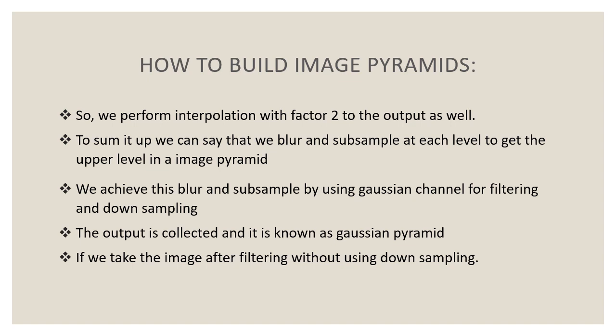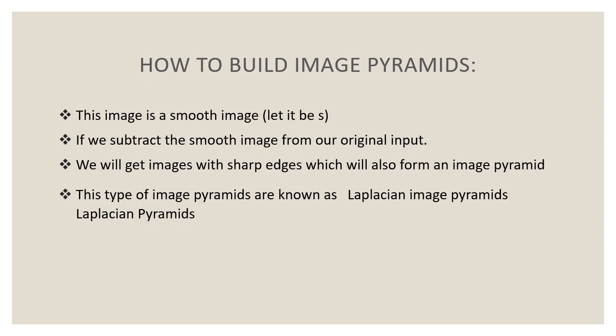If we take the image after filtering without downsampling, that is, directly from the Gaussian filter, the image will be very smooth. Now we subtract this smooth image from our original image, and we get an image which is very sharp, meaning it will have sharp edges; certain intensity values get heightened and certain intensity values subside completely. By performing this at each and every level, we can form another image pyramid. Image pyramids formed like this are known as Laplacian image pyramids.